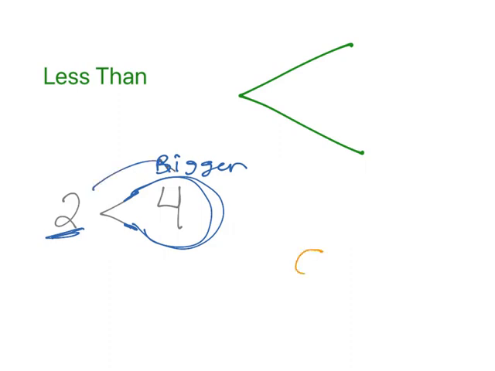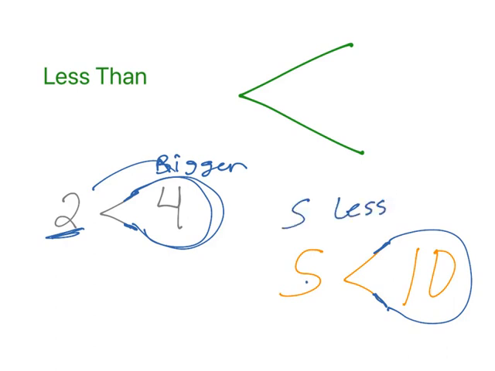So we would say 5 is less than 10. Again, you see the crocodile is eating the bigger number. The first number is small, so 5 is less than 10.